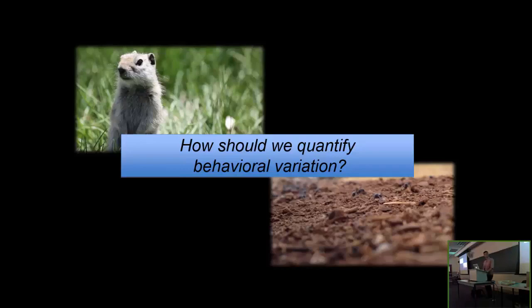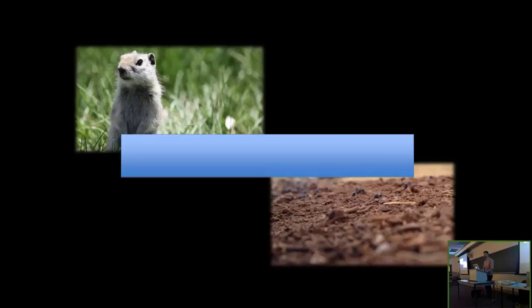I'll be focusing on a couple of broad questions, as I raised at the beginning. How should we quantify behavioral variation? In a lot of senses, this is very basic, but I think it's still an active question in the field. There are many different ways that behavior can vary, and it's still an open question how best to characterize that behavioral variation. And of course, also trying to evaluate some of the causes of that variation.